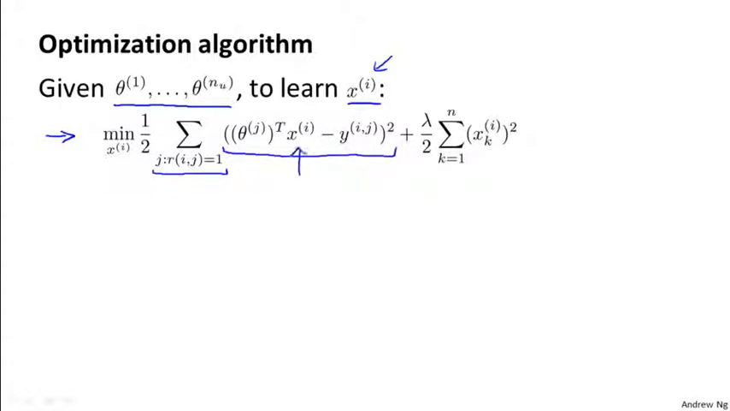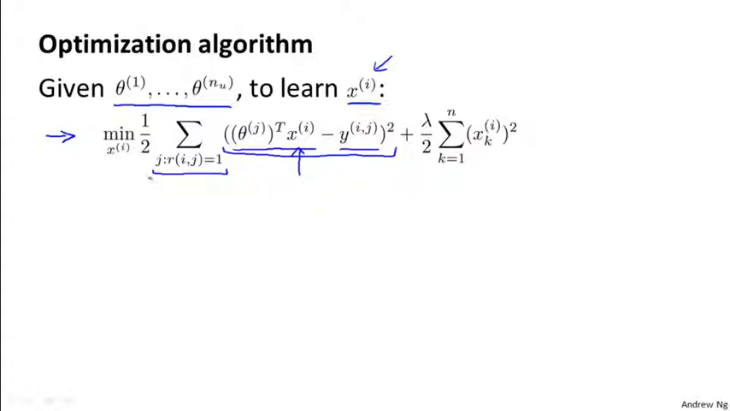So we want to choose features xi so that the predicted value of how user j rates movie i will be similar, not too far in the squared error sense, to the actual value yij that we actually observe in the rating of user j on movie i.